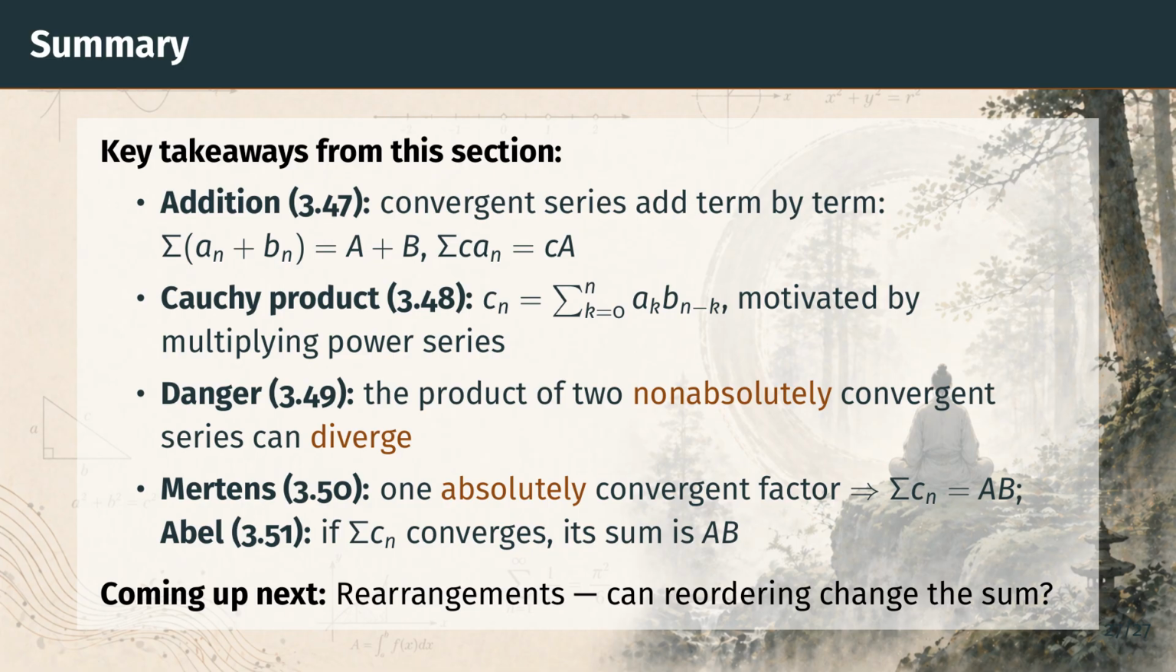In the next section, we will see this even more dramatically. We study rearrangements and discover that reordering the terms of a non-absolutely convergent series can change its sum to anything we like, while absolutely convergent series are immune to reordering. See you there.